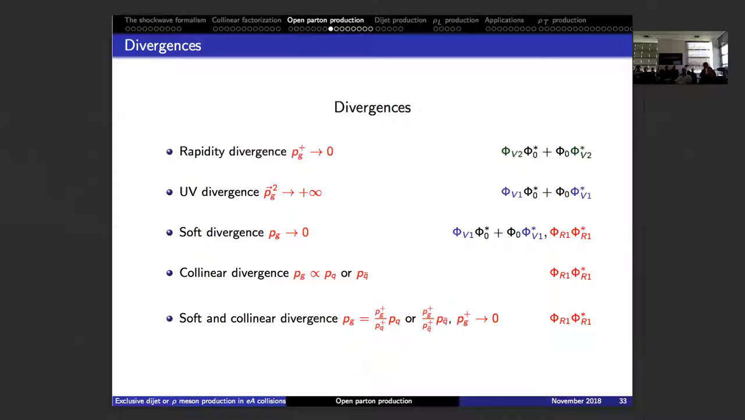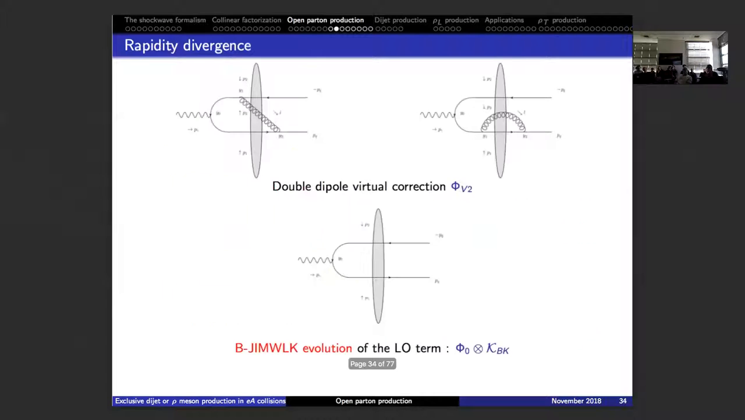Okay. Point is, you get every single possible divergence in QCD. You get the usual UV, soft or collinear, or even soft and collinear divergences, and you get a rapidity divergence, which is the spurious gauge pole, p plus going to zero, regardless of p transverse. And you want to cancel that. There is one you can cancel here at the open quark level, and that's the rapidity divergence. The rapidity divergence is only touching the virtual corrections with the double dipole operator. And you have to remember, this double dipole operator is the right-hand side of JIMWLK for the dipole. So you actually do have a counterterm to those divergences from the evolution of the leading order convolution.